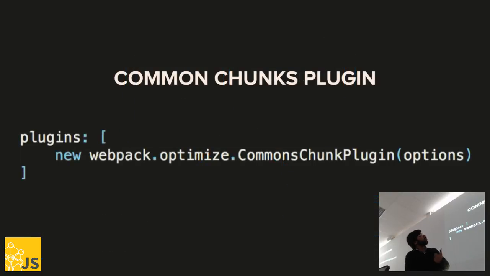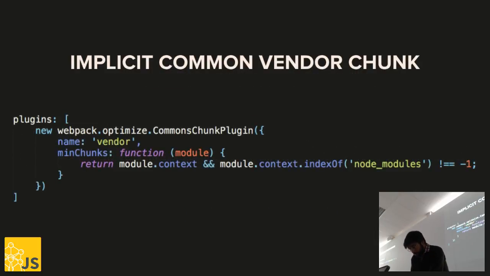So this is done using the CommonJS plugin. It's built into Webpack. You can use it straight away, specify the options you want in order to create your chunks. So this is a handy thing. It's called implicit common vendor chunking.